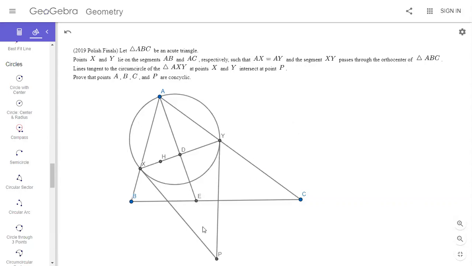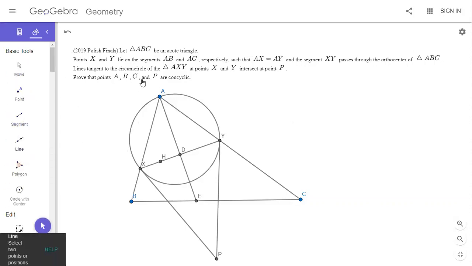I don't know if it's true as well, but it looks like P is the midpoint of the arc ABC. Yeah, that would mean that A, E, and P would be collinear. Yeah, that does look true. That has to be true by symmetry, actually. Because P by symmetry lies on the bisector of angle XAY. So we know A, E, and P are collinear, right? So where could we go from there?